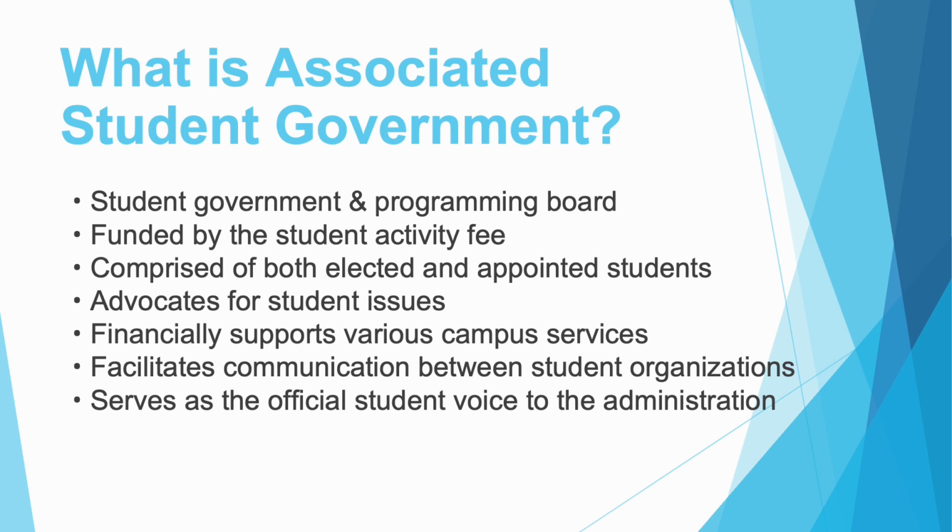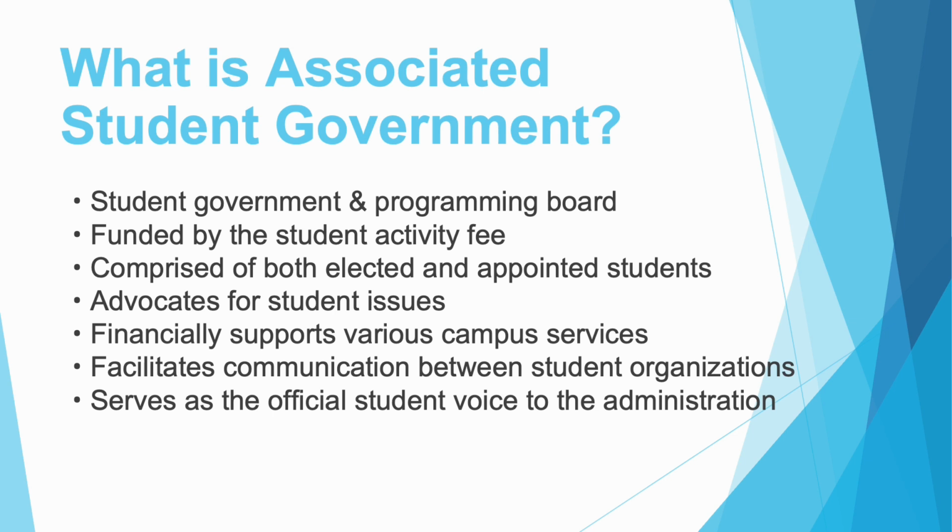So first and foremost, what is ASG? ASG is essentially the student representative community on campus. It's made up of two main parts, the student government and our programming board known as TPB, which is Torero Programming Board. ASG is funded by the student activity fee that all students pay in addition to their tuition, and it goes towards funding different events and student-centered activities.